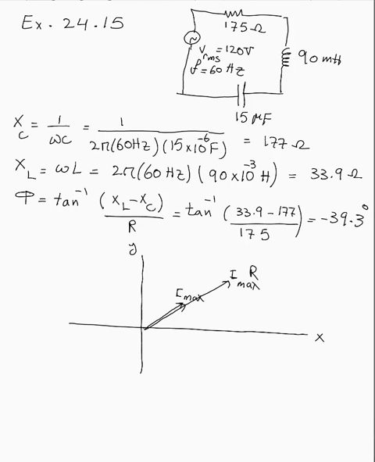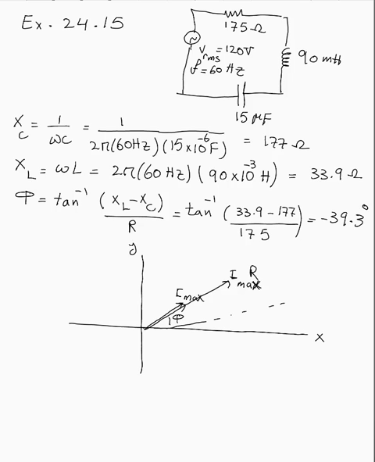The fact that we know is that the voltage across the resistor is in the direction of the current, so I just draw these two. Because I know that phi is negative and XC is bigger than XL, I know that the voltage should lag the current. So if this is phi here, I expect my voltage to be along this line. Now let's see how we should draw XC and XL.